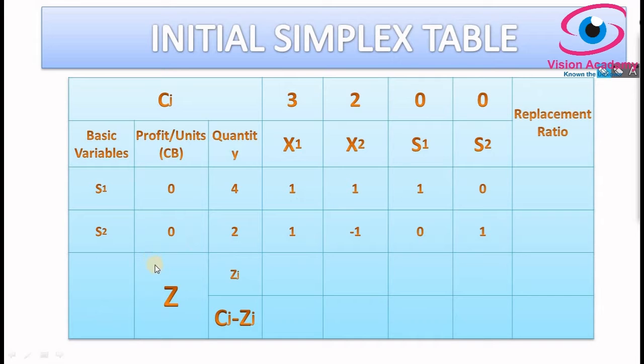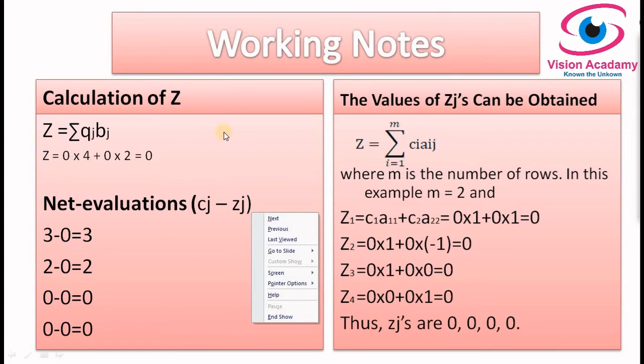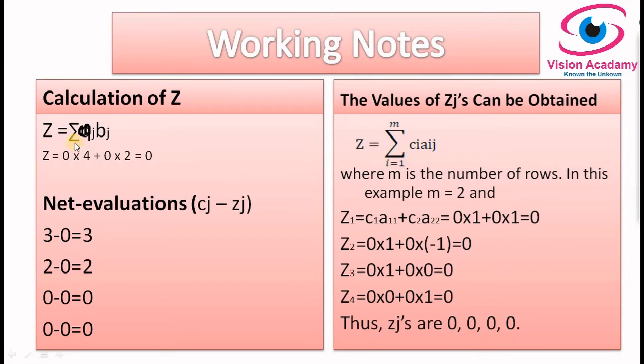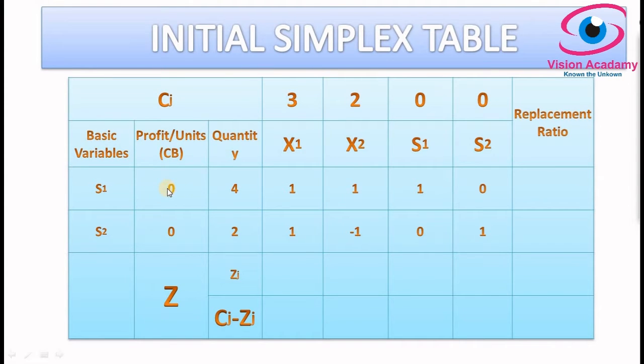Then let us see one by one. Now let us calculate zj. To calculate zj, profit per unit into quantity: 0 into 4, 0 into 2. Look at here. This is the formula we use to calculate z. So calculation of z is equal to summation cb into bj, the cb value and the bj value. So in the problem, cb value means profit per unit into quantity, which means 0 into 4 plus 0 into 2, that is 0 plus 0, which is 0.